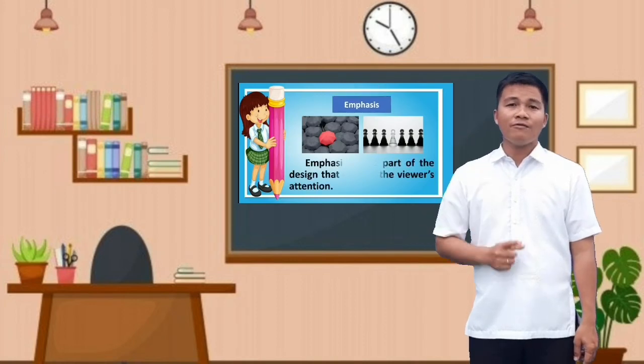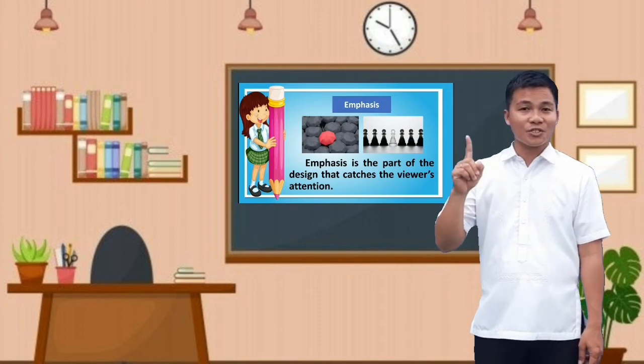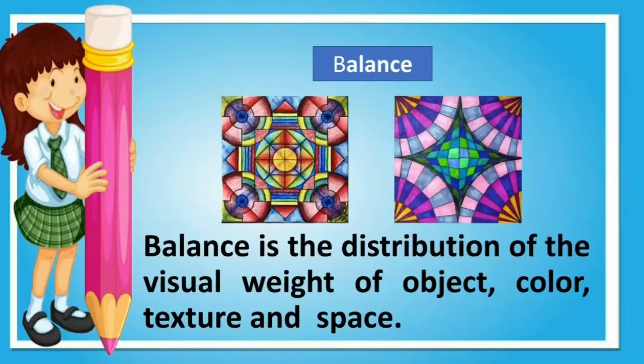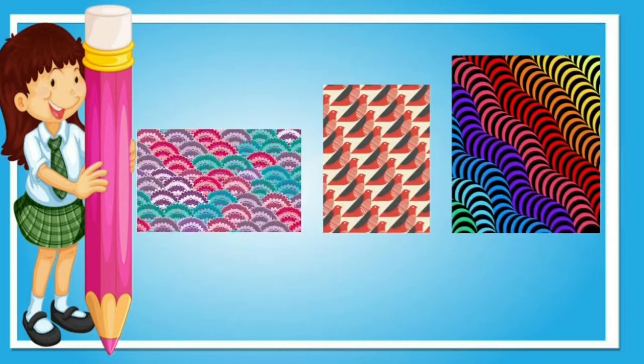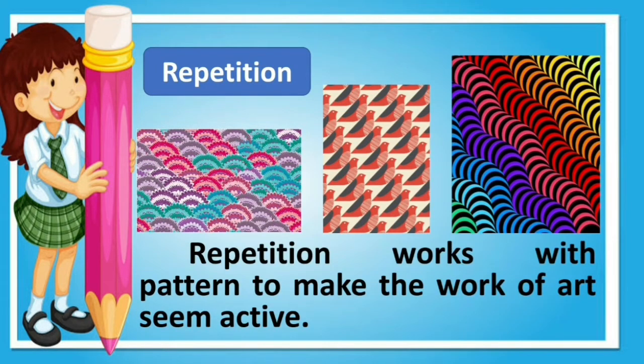Next is emphasis. Emphasis is the part of the design that catches the viewer's attention. Number 4 is balance. Balance is the distribution of the visual weight of objects, colors, texture, and space. Number 5 is repetition. Repetition works with pattern to make the work of art seem active. The repetition of elements of design creates unity within the work of art.